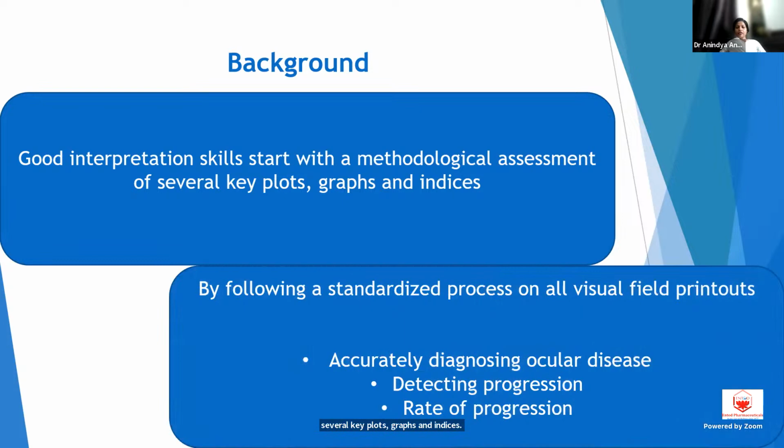These are the three things that we usually look for in a visual field. One thing is we have to diagnose the ocular disease depending on the pattern of the visual field defect. The second is to decide whether there is any progression or not. This can only happen if you have multiple visual fields, a series of visual fields over a period of time, to compare with the baseline. Then comes the rate of progression. If there is any progression, then what is the rate? As per that, the treatment will depend.